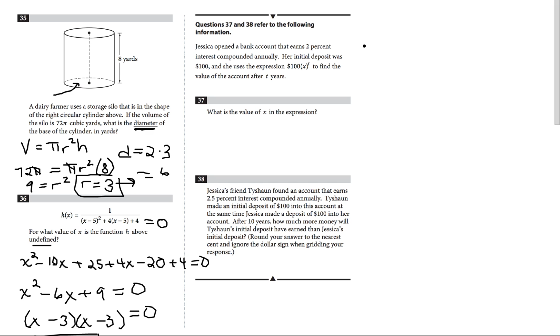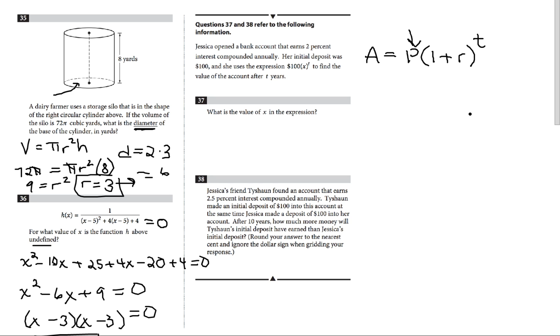Okay, the next one I thought was kind of tricky too, because you have to know the formula for compound interest. You can get by without knowing it, but I think it's kind of hard. The formula for compound interest is A equals P times 1 plus the rate, to the t power. So Jessica opened a bank account that earns 2% interest compounded annually.